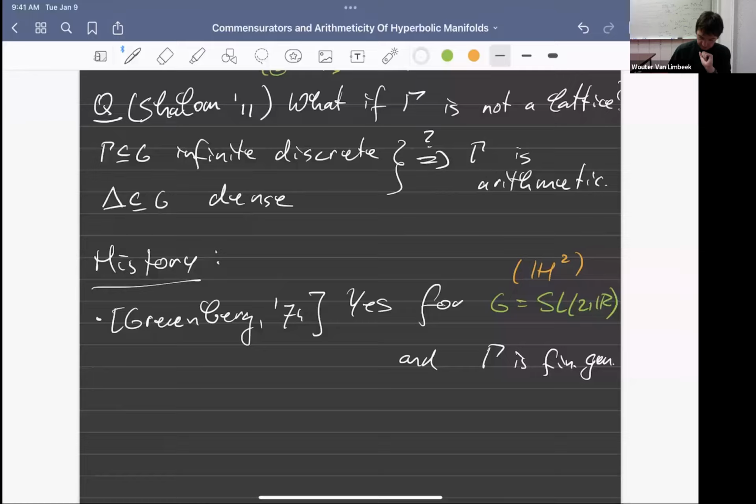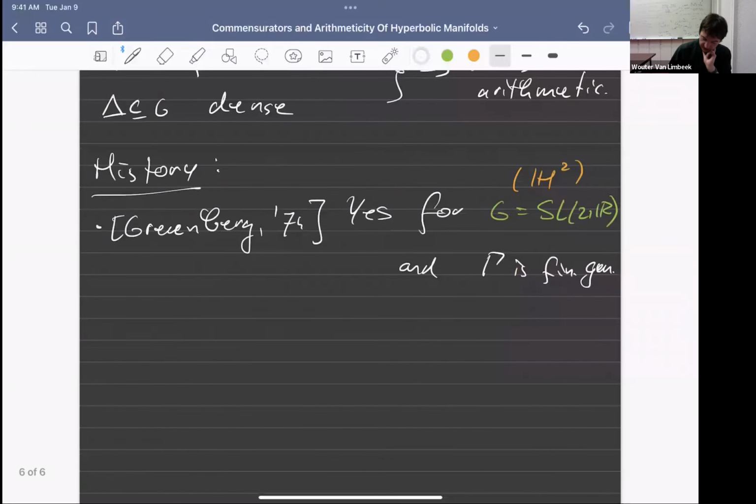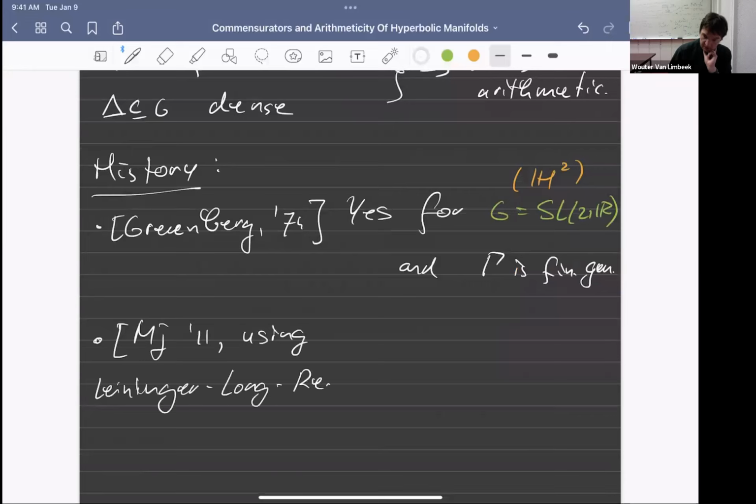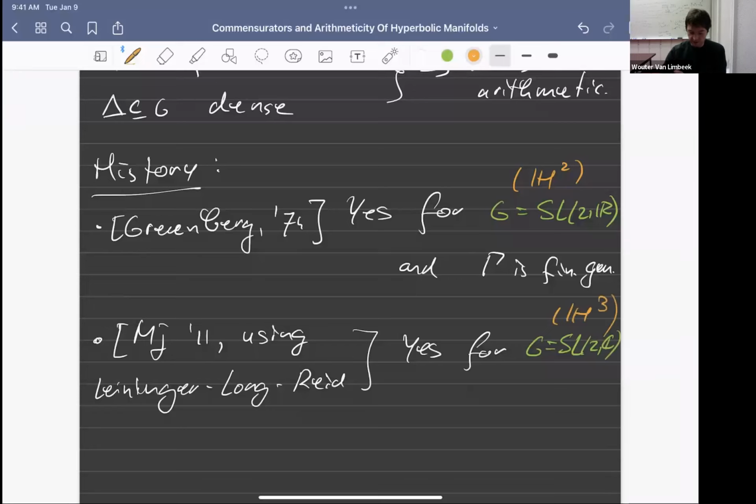Then, okay, a long time, nothing, I think. And then Mahan, roughly 10 years ago, using some work of Leininger, Long, and Reid, improved this and got one more dimension. So this means you get SL2C, or if you want to think in terms of hyperbolic space, it's H3. And again, gamma finitely generated.